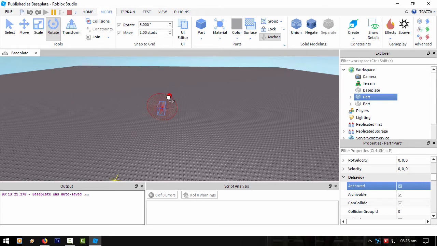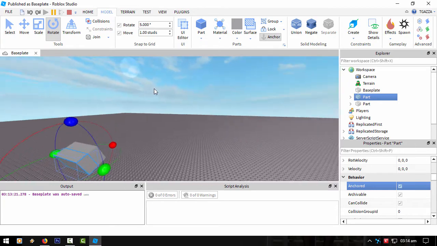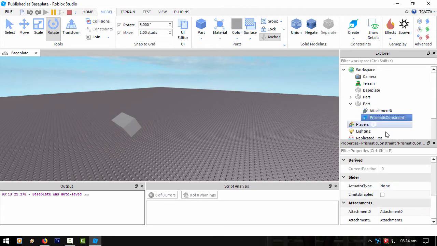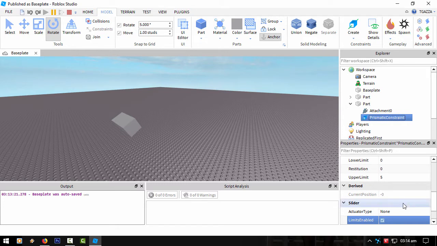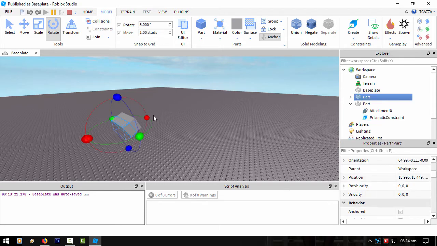And rotate. So yeah, you see that? It's on a rail. At the moment I've got limits so it can go at a far sort of a distance away, or to infinity and beyond, as I said in my other video. So if I click that, it can only go up to an upper limit of 5 studs. So here we go. There we go.